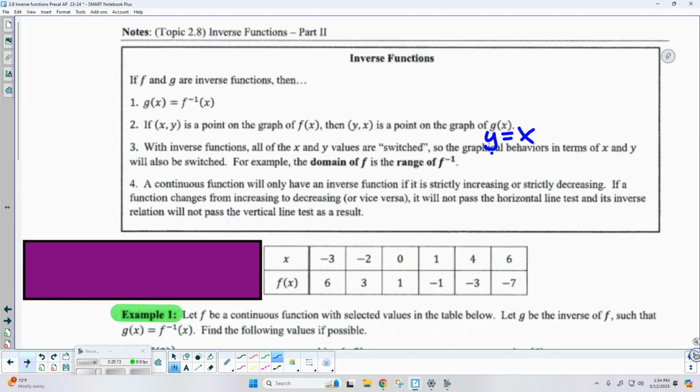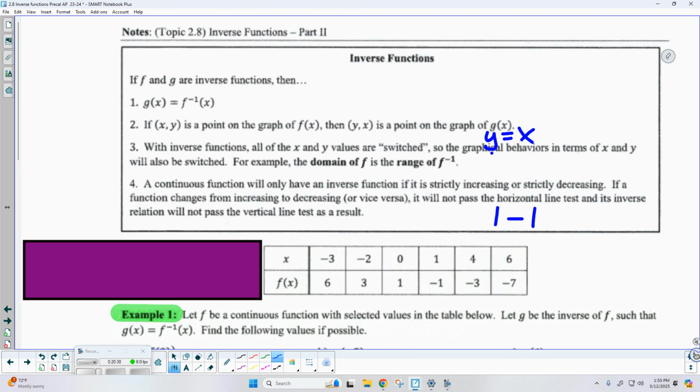Number 4, a continuous function will only have an inverse function if it is strictly increasing or strictly decreasing. If a function changes from increasing to decreasing or vice versa, it will not pass the horizontal line test. And remember, we talked about that yesterday. That's what we call one-to-one. We're trying to see if any value of y repeats. So that means that the inverse will not be a function.